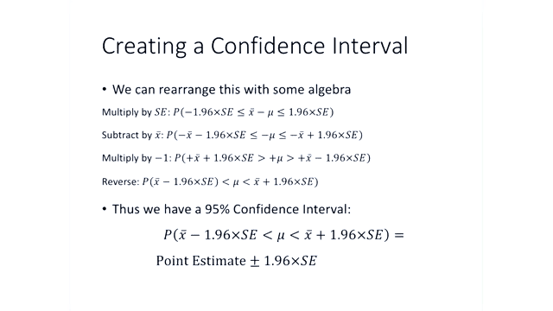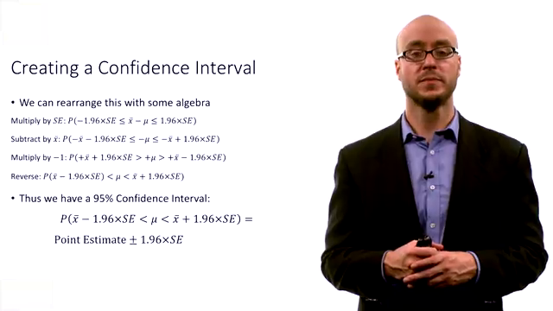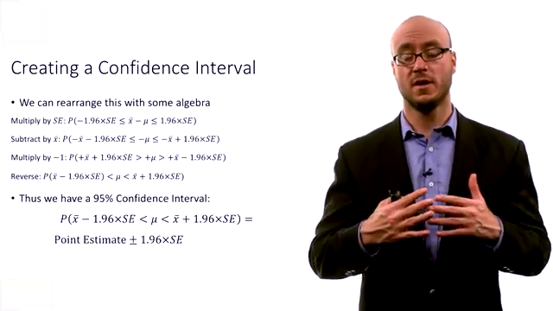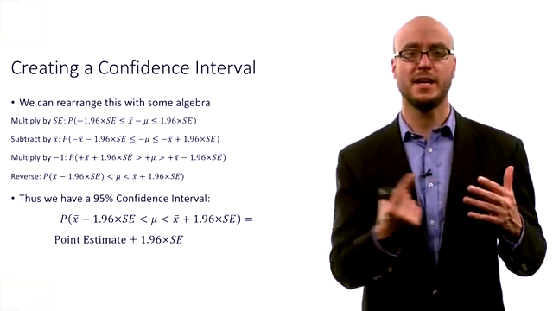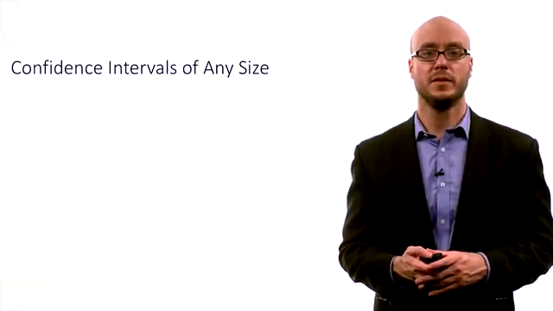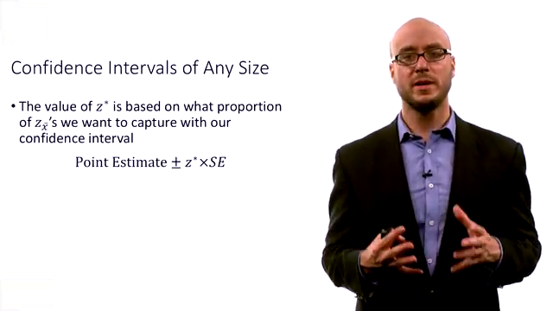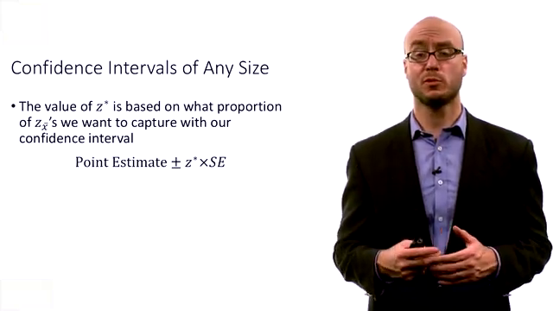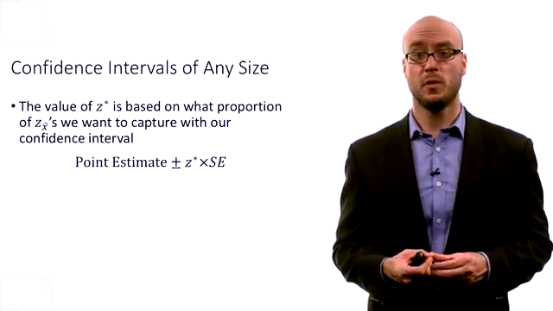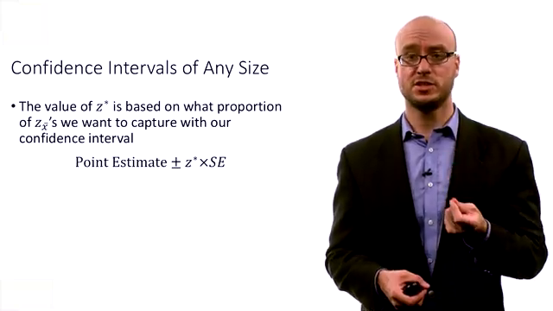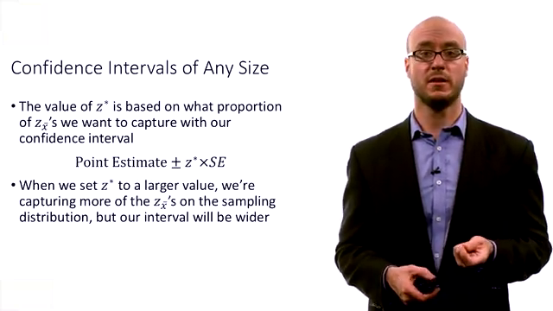If you want an 80% confidence interval, you want a value of z-star that's closer to the middle of that standard normal model for the sampling distribution, because you want to capture 80% of those sample means. With a confidence interval based on a 99% level, you want z-stars that are farther out in the tails, because you want to capture 99% of the sample means around the population mean. So just to recap, the value of z-star is based on what proportion of these converted sample means we want to capture with our confidence interval.